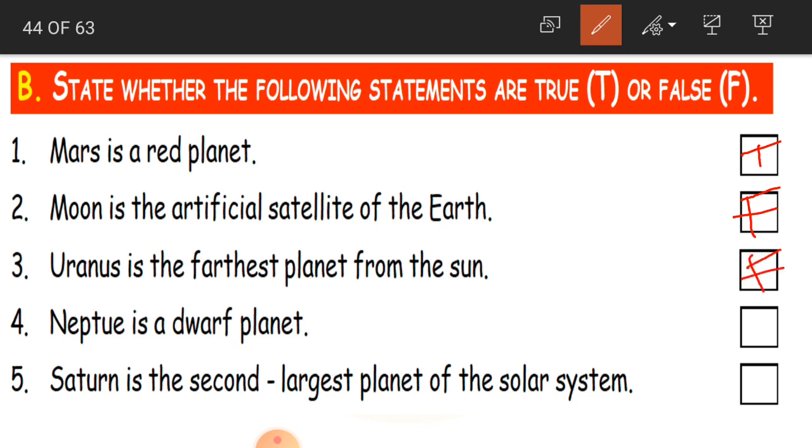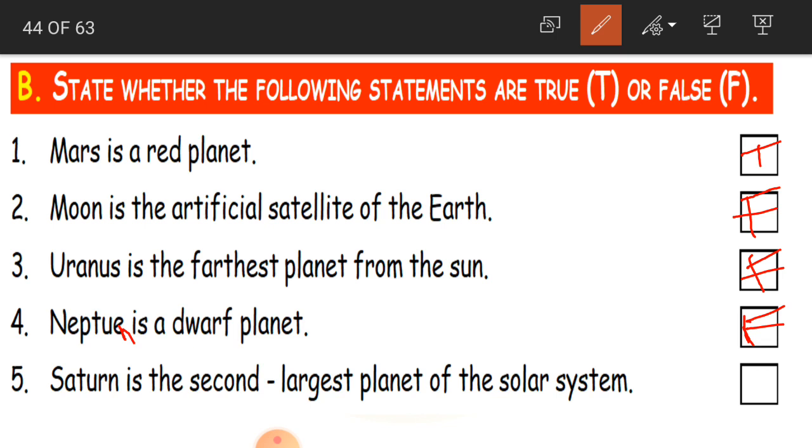And here Neptune, here N is missing after E. Please note it down. Neptune is a dwarf planet. The fourth one, Neptune is a dwarf planet. Is it true or false, children? False. Why? Because Neptune is a planet. Pluto is a dwarf planet. Not only Pluto, we have some other dwarf planets also, but Neptune is not a dwarf planet.